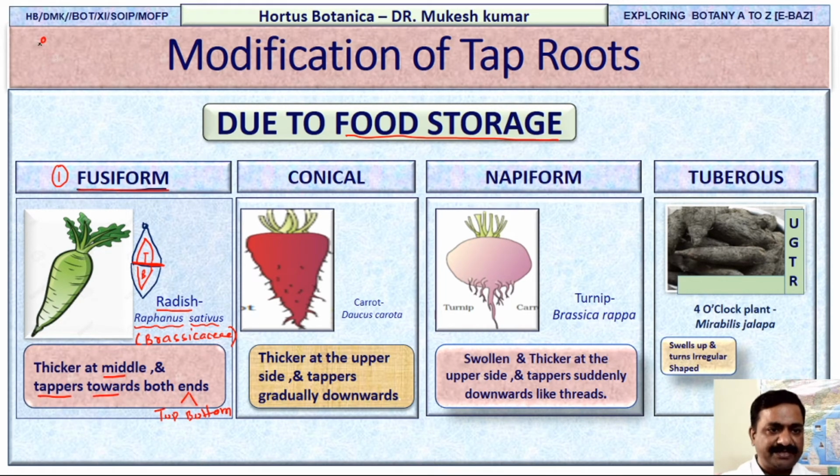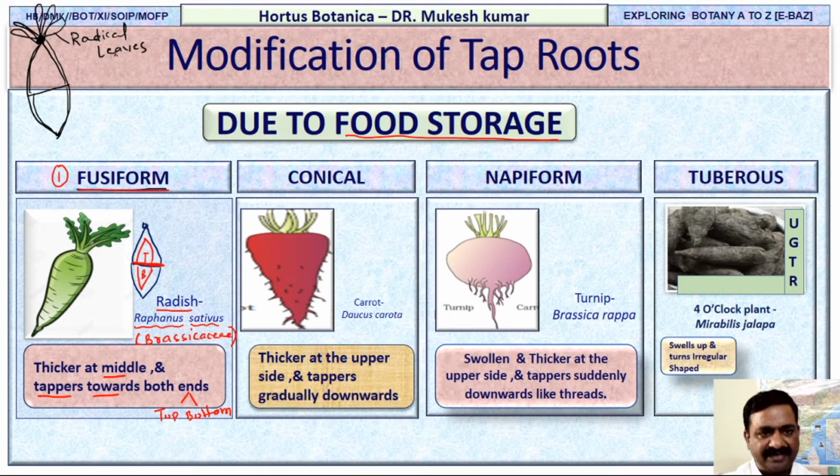Yeah, this is the taproot, as I told. This is the broad part, tapering towards the top as well as the bottom. This is the reduced structure. You will find this is the leafy structure and this is called a radical leaf. Radical leaves. Fine. So this is the reduced stem, reduced stem because it is bearing leaves.